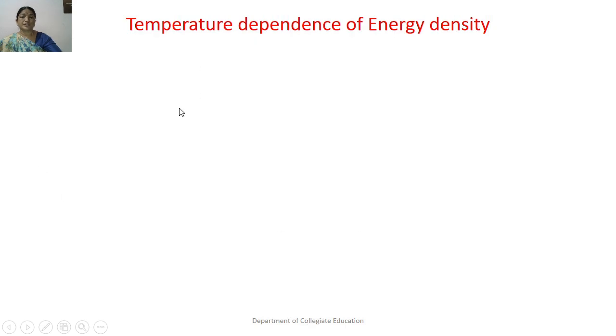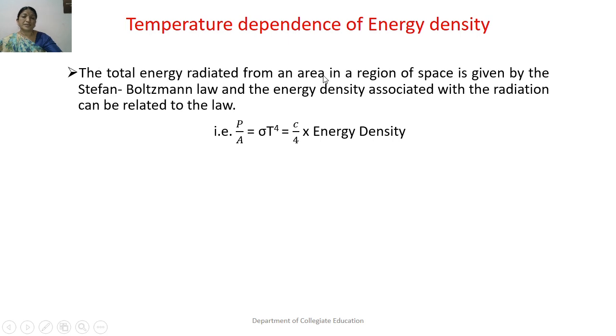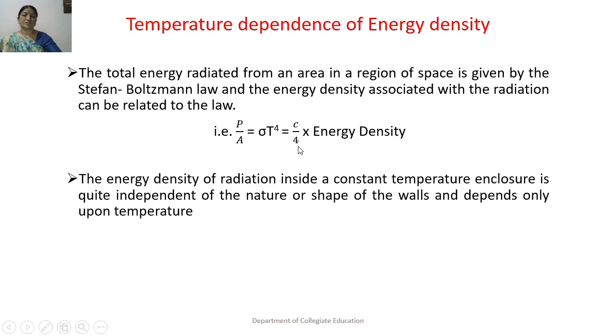Now let us see how this energy density depends on the temperature. The total energy radiated from an area in a region of space is given by Stefan-Boltzmann's law, which, as we all know, is equal to sigma T to the power 4. In terms of energy density, the total energy emitted per unit area per unit time is equal to C by 4 times the energy density. This is a very important equation, you need to remember this. So C by 4 times the energy density is equal to the rate of emitted radiation per unit area.